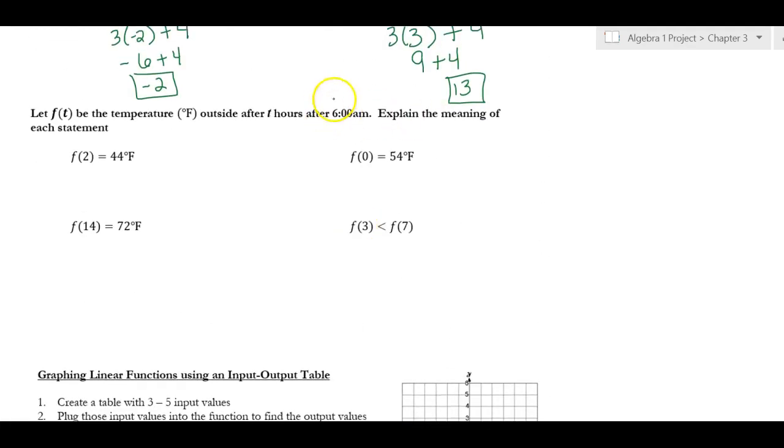So f of t is the temperature. So this is the temperature after t hours. And here's the thing, it's t hours after 6 a.m. So t represents the hours after 6 a.m. All right, so here t is 2. So that's 2 hours after 6 a.m. So that's 8 a.m. So at 8 a.m., and remember, this is going to be the temperature, the temperature is 44 degrees Fahrenheit.